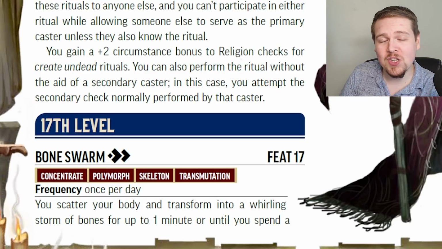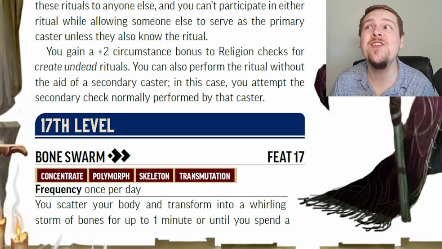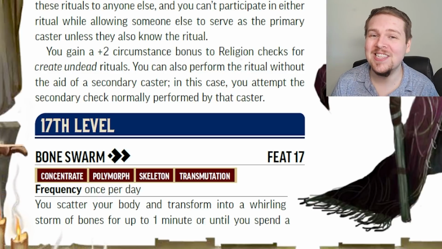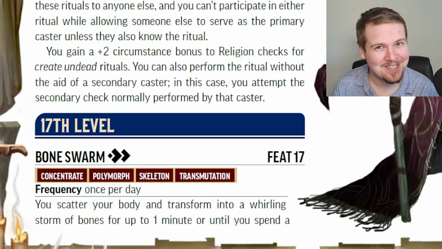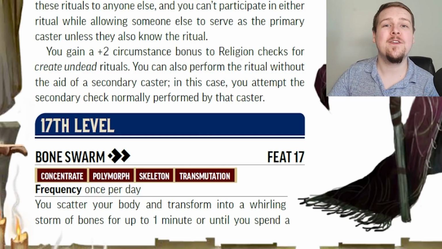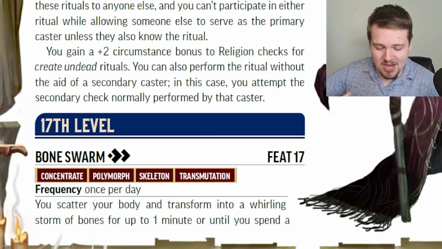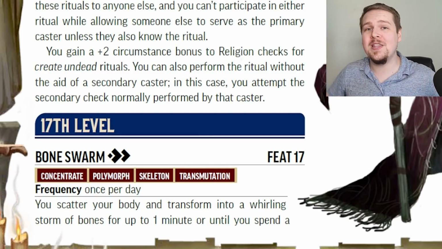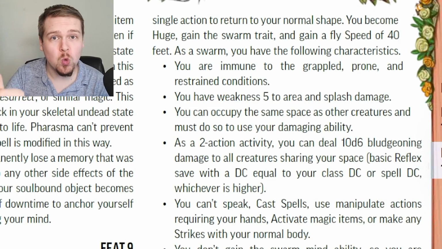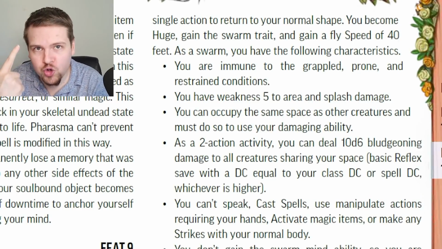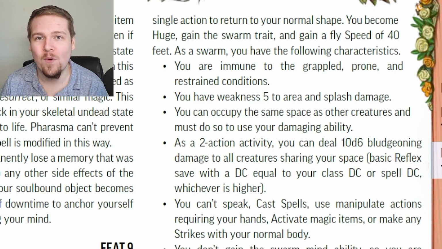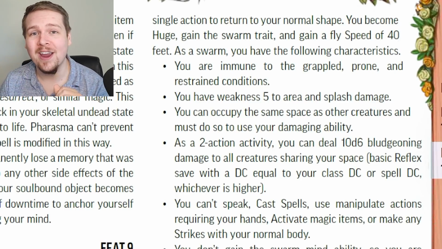So I know this feat is called Bone Swarm, but I know they wanted to call it Bone Storm, but they didn't because of a certain World of Warcraft boss. Bone Storm! But once per day for 2 actions, you turn your body into a whirlwind of flying bones for 1 minute. You become huge. You get the Swarm trait. You are now a playable swarm, and you get a fly speed of 40 feet, along with the following characteristics.